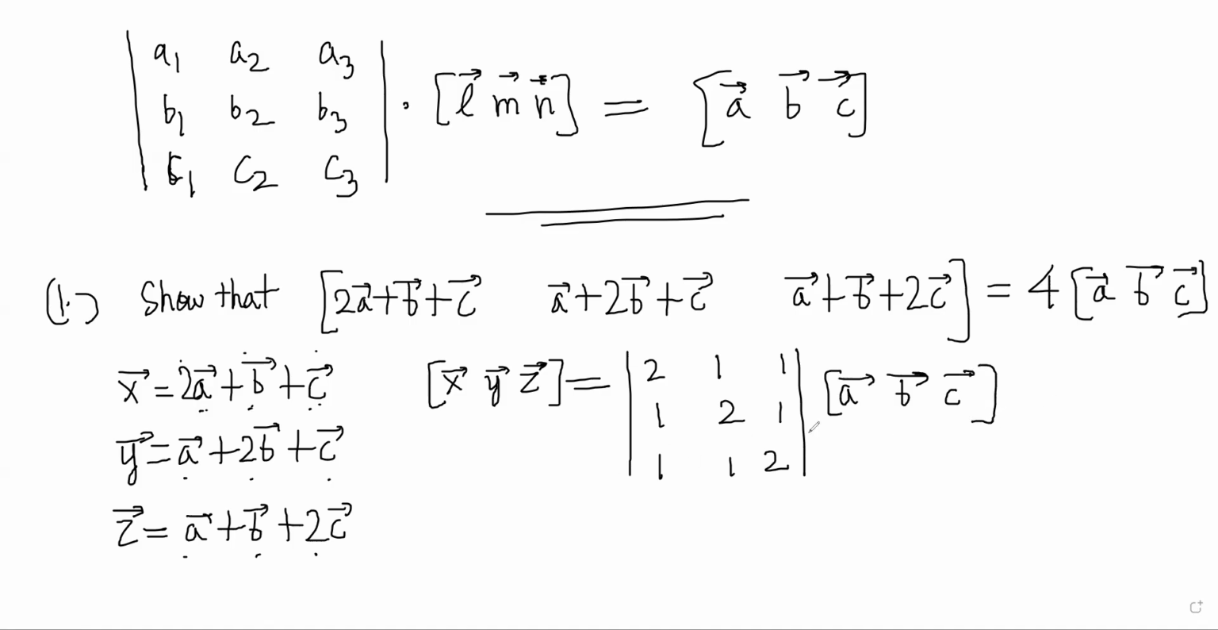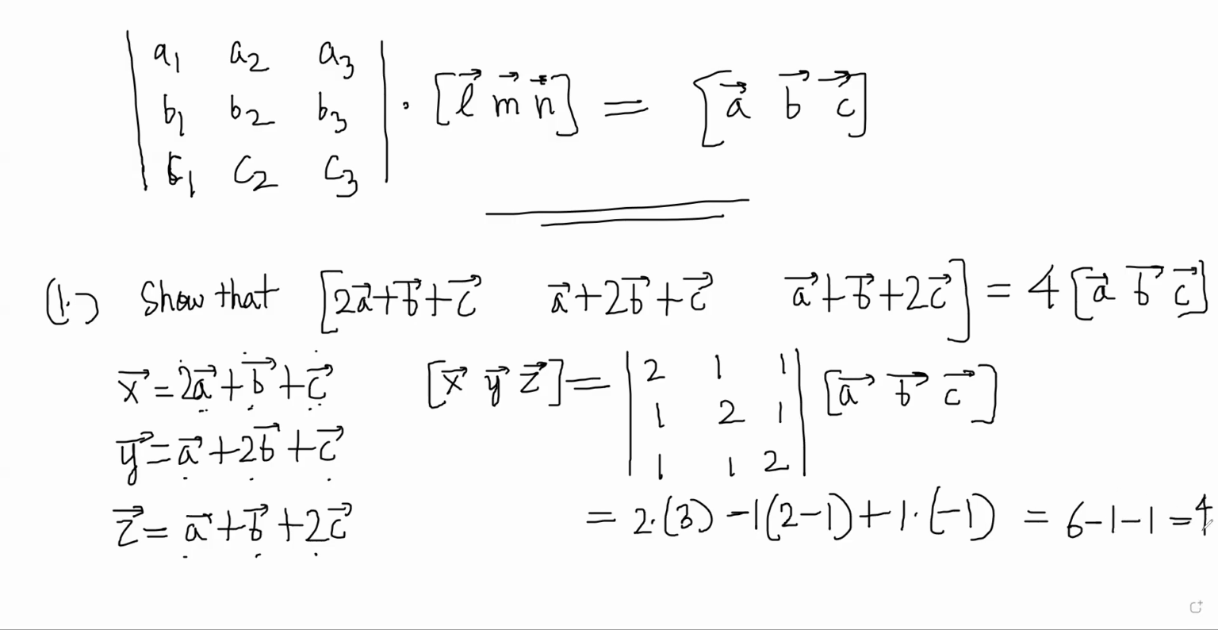So we can write this. And when you calculate this determinant, let's see what comes. This is equal to 2 times 4 minus 1, so 3, minus 1 times 2 minus 1, so 2 minus 1, and plus 1 times 1 minus 2, so minus 1. So this is 6 minus 1 minus 1, so it is clearly 4. So this determinant is 4, so therefore you are able to prove this is 4ABC, right?